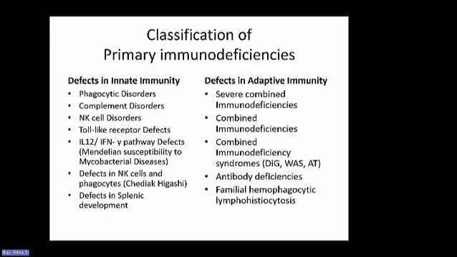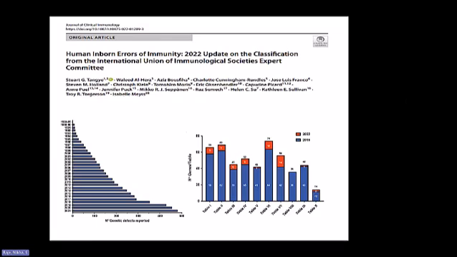So let's talk about primary immunodeficiencies and their classification. Based on what we just talked about, the classification would be defects in the innate immunity versus defects in adaptive immunity, and you see different subcategories of these immunodeficiencies. I also wanted to mention this paper that goes over the classification of immunodeficiencies given by the IUIS, the International Union of Immunological Societies. This classification is updated every couple of years.